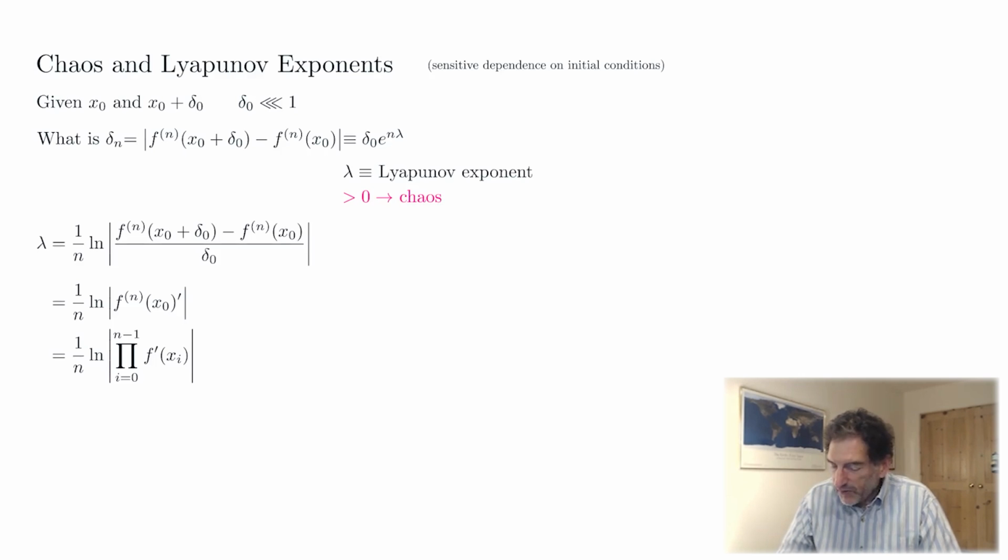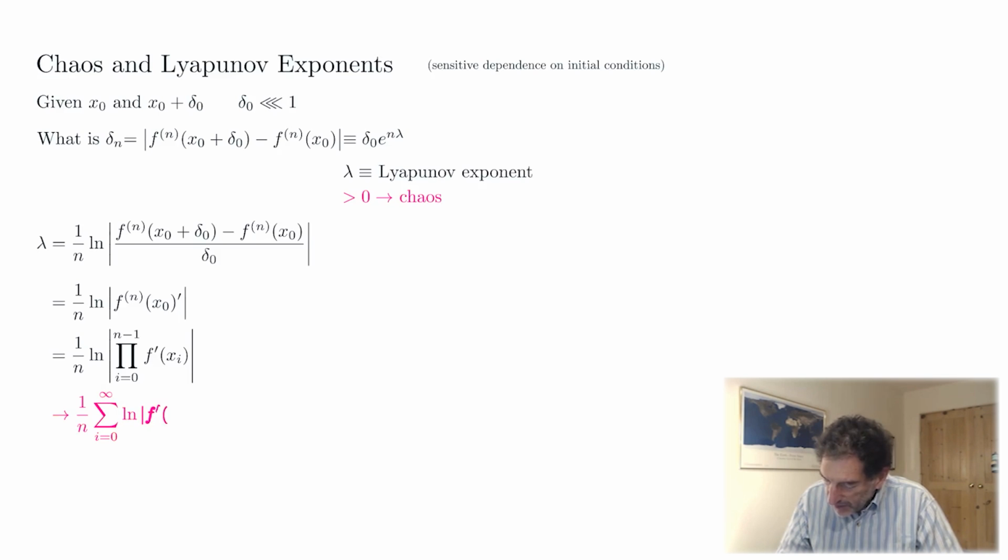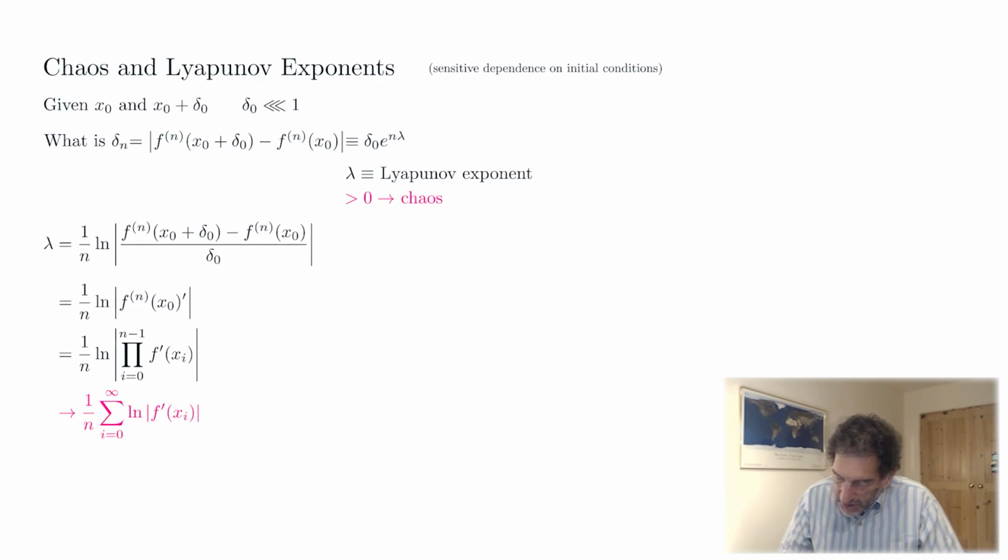So the derivative of the nth iterate is just the product of the derivative of the original function at all points along the orbit. In the limit as n goes to infinity, we can write this as, and take the product outside the logarithm, this will be the summation i equals 0 to infinity, logarithm of the absolute value of f prime of xi. So this is defined as the Lyapunov exponent.